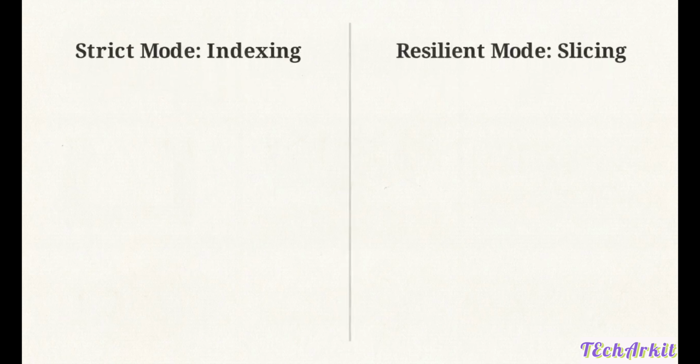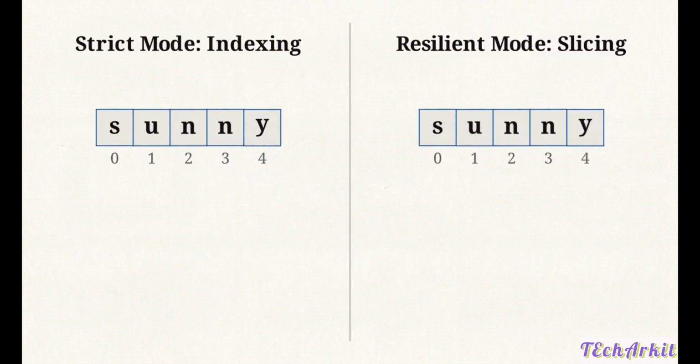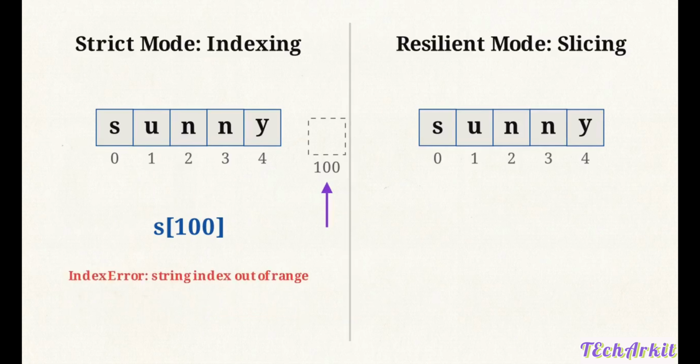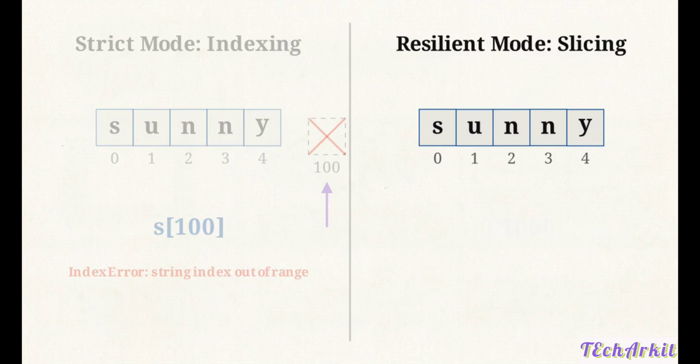We must distinguish between individual lookups and interval extraction. If we attempt to access index 100 on a short sequence, Python raises an index error. Single-element indexing requires an exact memory coordinate. If that position does not exist, the lookup fails.